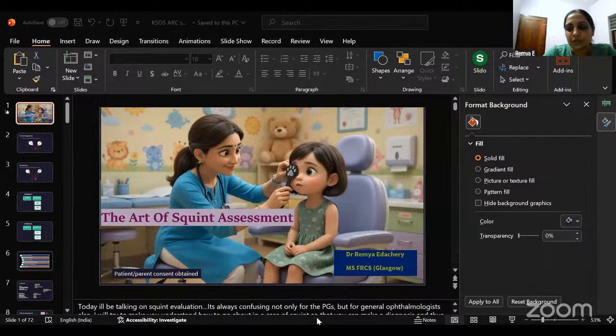Through today's session, my aim is very simple. I want to take away that feeling of squint is complicated and replace it with I know how to approach this patient. By the end of the session, I hope that when you see a patient with squint, you feel confident enough to examine the patient yourself, identify the important findings, and understand when you can manage the patient and when you need to refer. So let's make the squint examination simple, systematic, and hopefully enjoyable today.